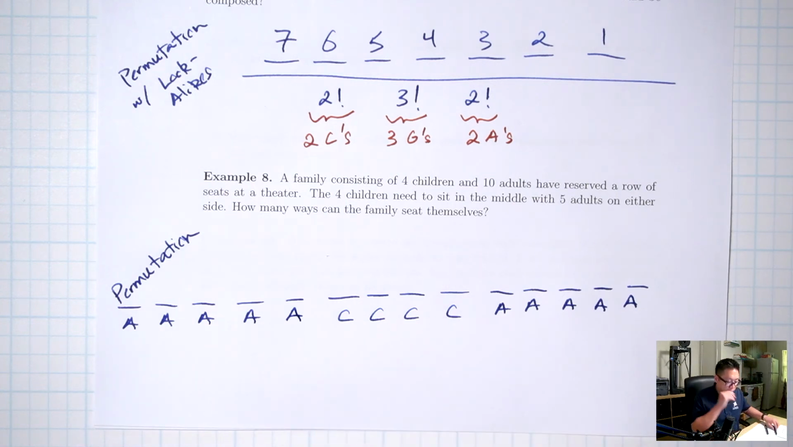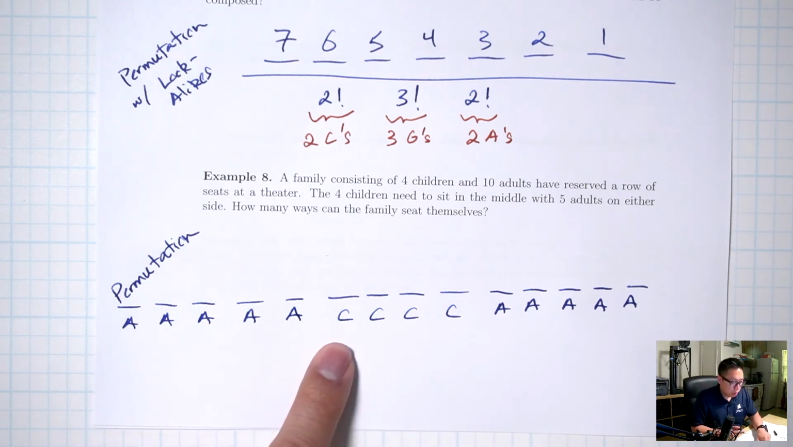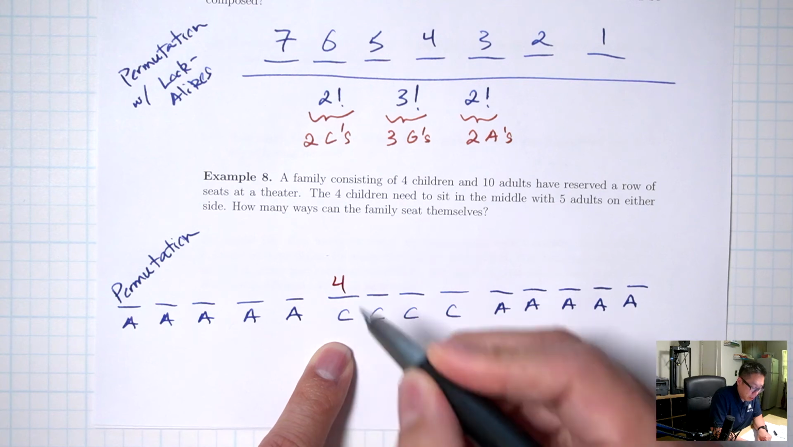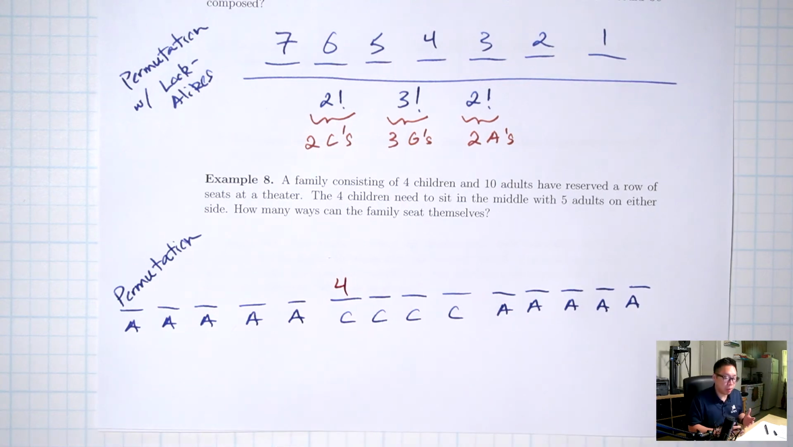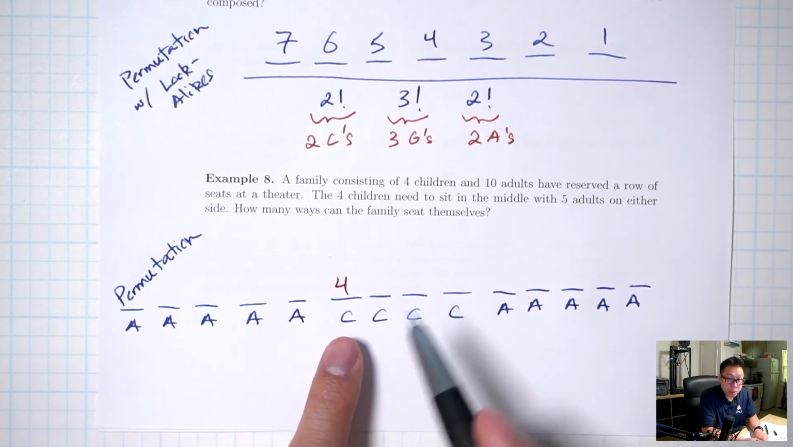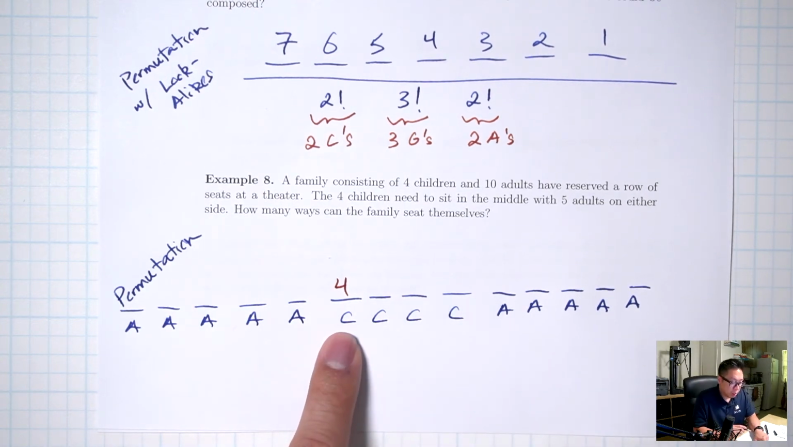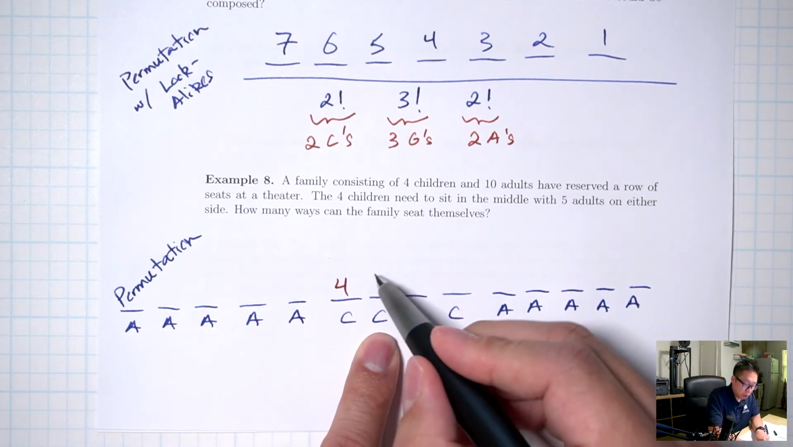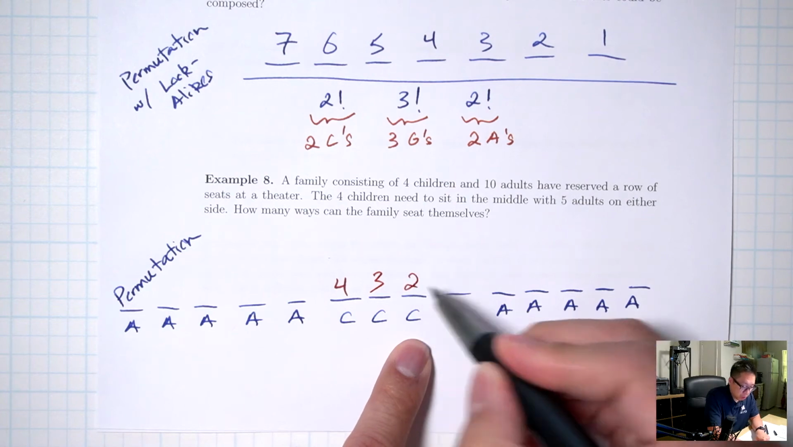Let me take care of the children first. How many options do I have for children? There's 4 children total, so I have 4 options. We're talking about people here, so it's understood that you're not allowed to repeat, because I can't have the same person sit in two different places. So for the next child, I should be down to 3, and then down to 2, and then down to 1.